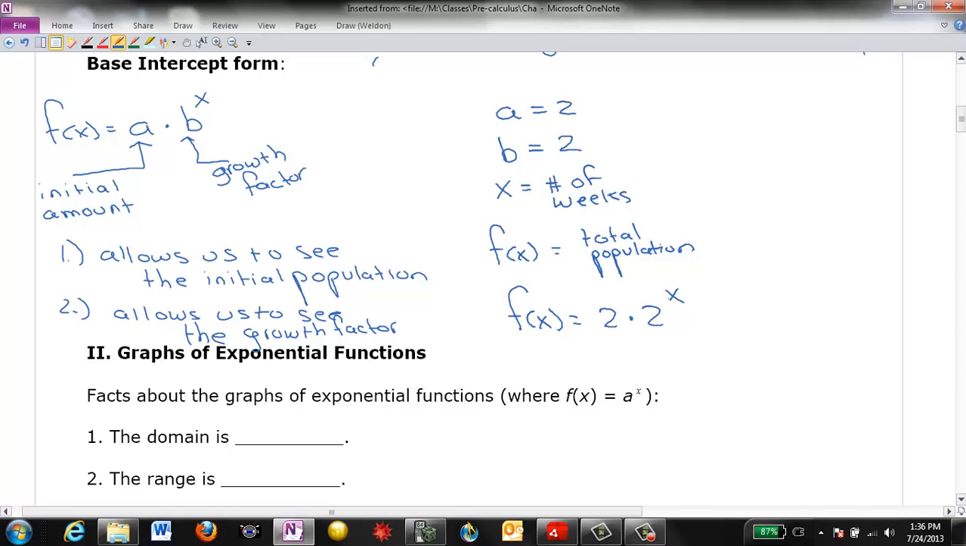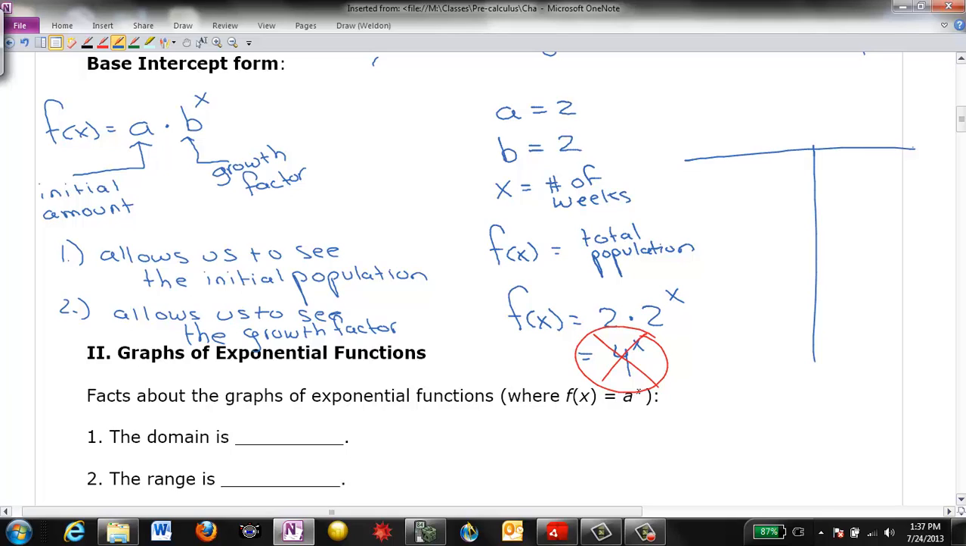Now, initially, when students see something like this, they instantly want to take that 2 and multiply it by 2, and they think that this is equal to 4 raised to the x, and this is not correct. Okay, so do not multiply those. This is bad. One of the most common mistakes that students will make when working in base intercept form is that they want to multiply that 2 times the 2, but you cannot do that here. Okay? So let's analyze and see what happens with this particular model.